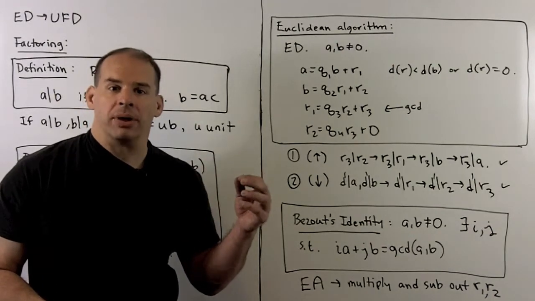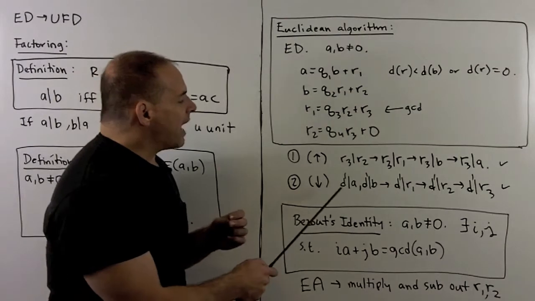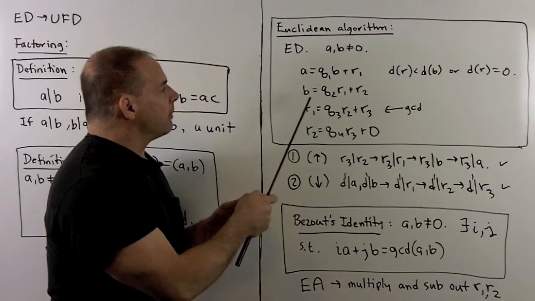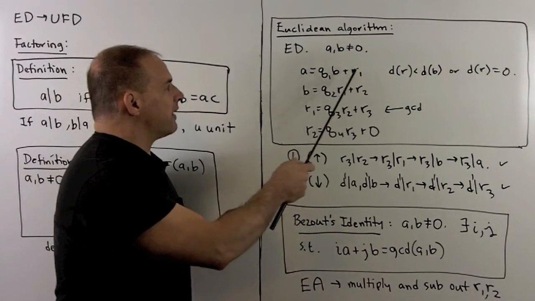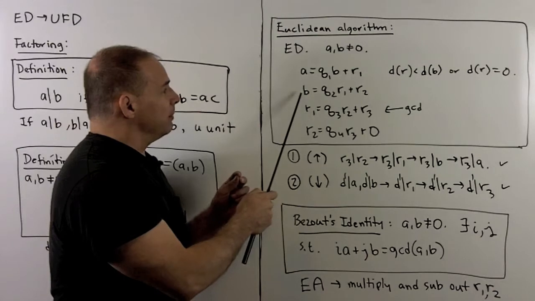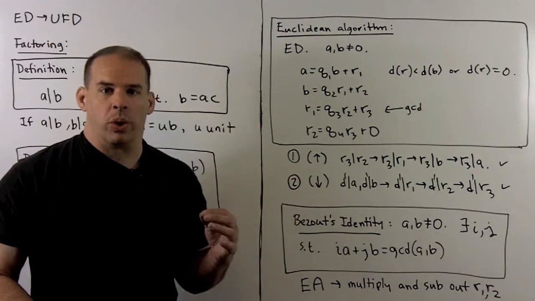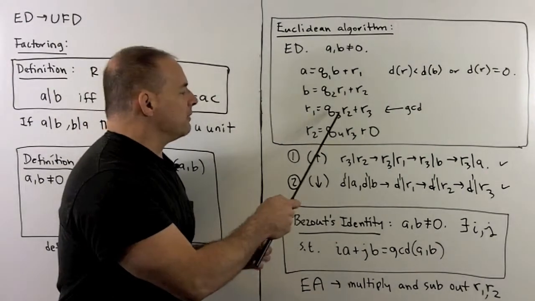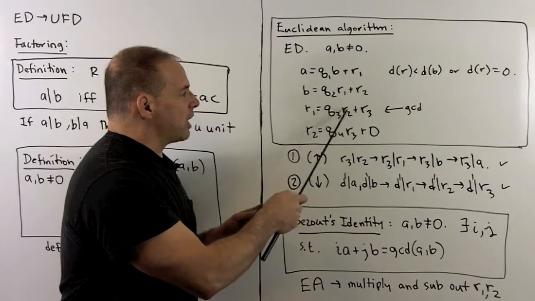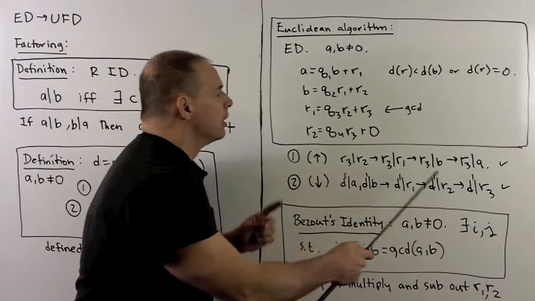For the second property, we work down the equations. So let's suppose we have another divisor of A and B, say D prime. Well, D prime divides A and B, so it's going to divide R1, then R1 and B, so it's going to divide R2, and then we just keep working our way down the list of equations. So at some point we're going to divide, in this case, R3. So that's our greatest common divisor, so that's going to be our condition 2. So that's what we want.